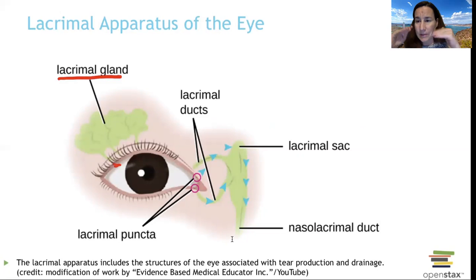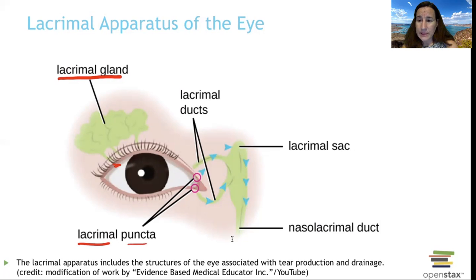And then every time you blink, blink, blink, you are going to push those tears across the eye, and you're cleaning your eye every time. It's going to go across towards the medial area of the eye. You got your lacrimal puncta. It's basically these holes, these pores, these ducts that are going to drain the tears away.